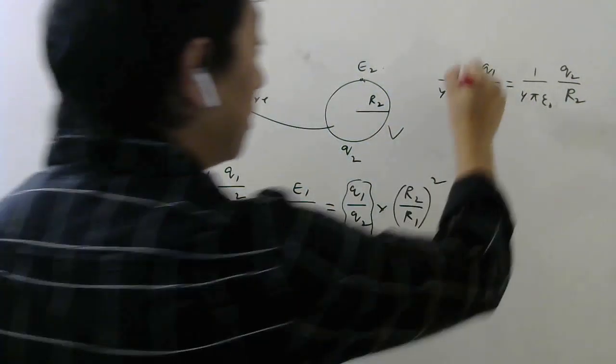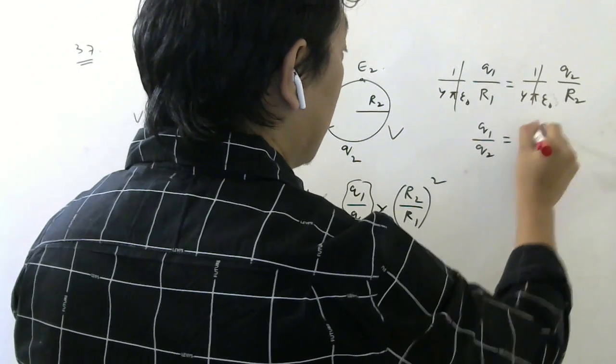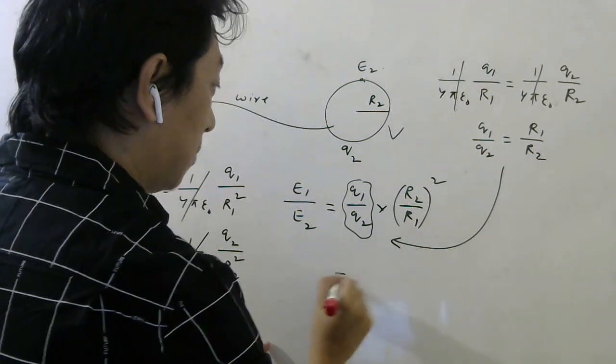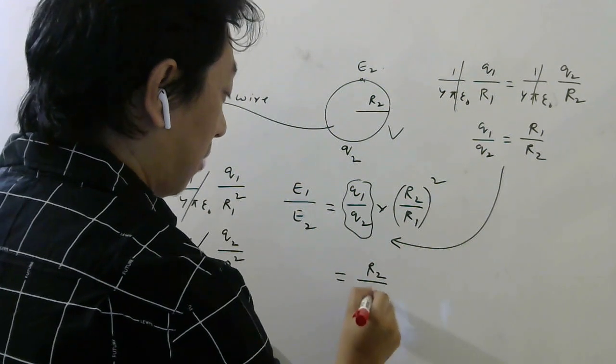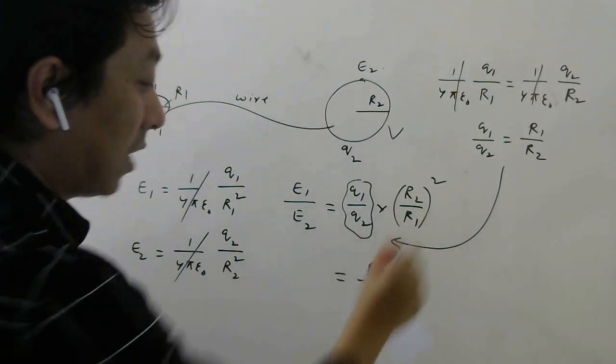Yes or no, students? So this will cancel. So q1 by q2 will be r1 by r2. Substitute this here, you will get R2 by R1, because this is R1 by R2. So one R2 will cancel, one R1 will cancel.